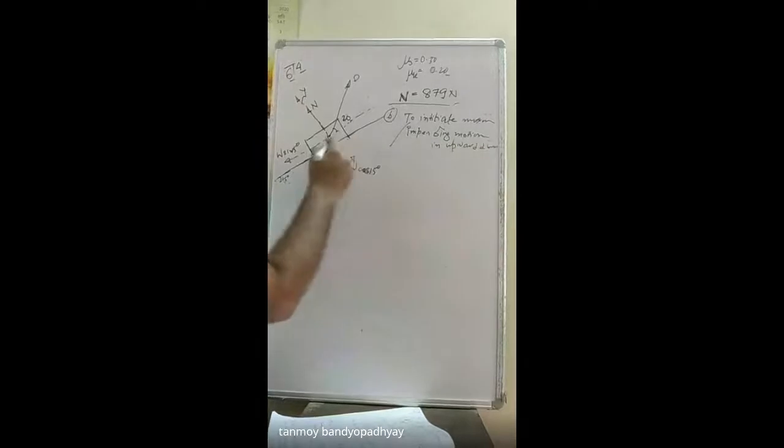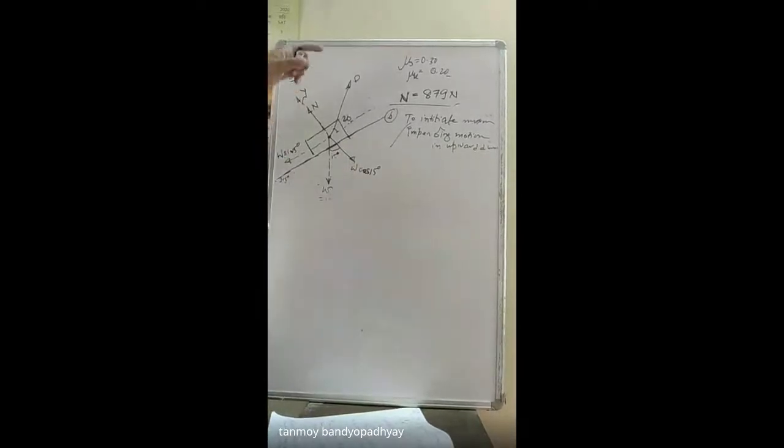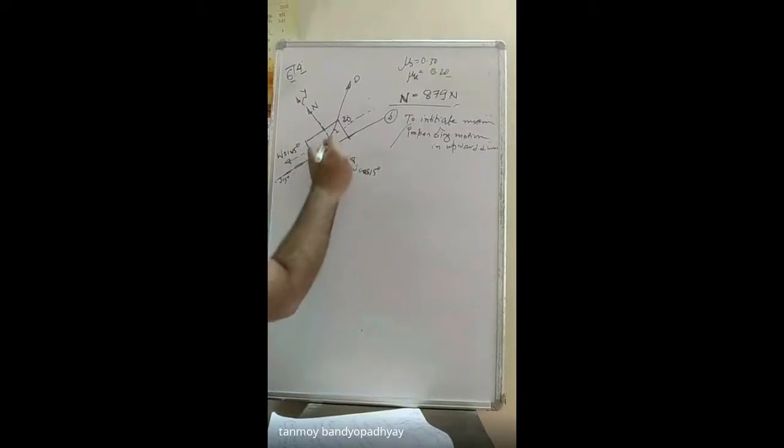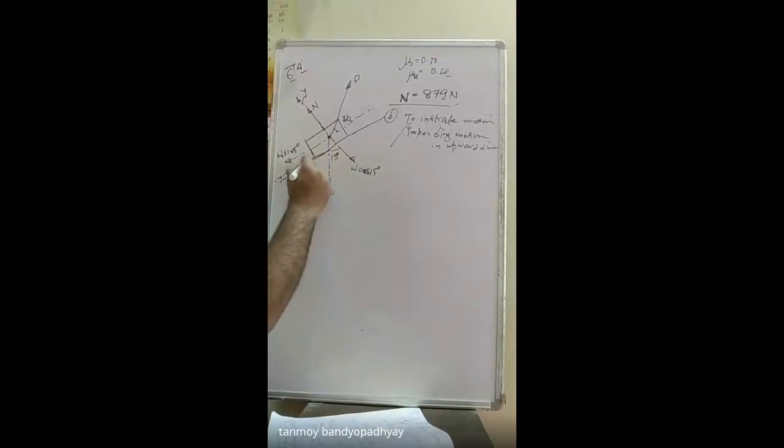So once the body starts moving upward, the frictional force will start acting in the downward direction. I am drawing it aligned with the surface. So the frictional force is acting here. I hope you can understand that the frictional force is aligned with this one. Or maybe I could draw it with another color.